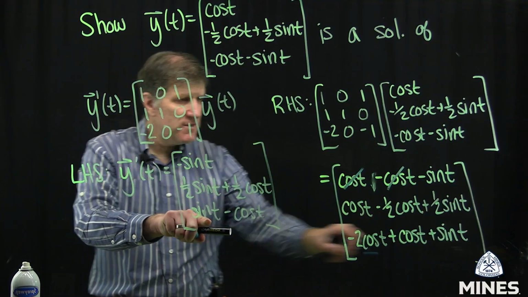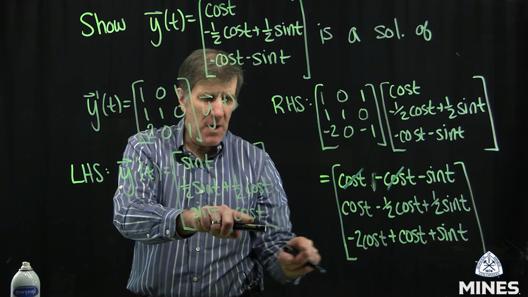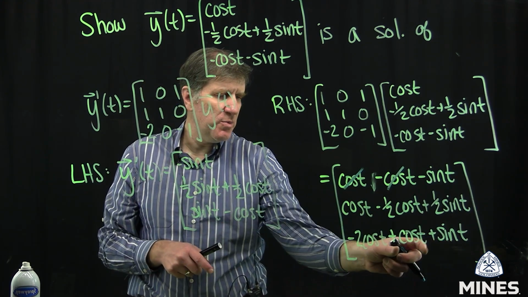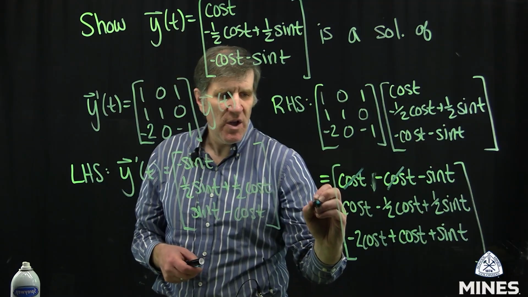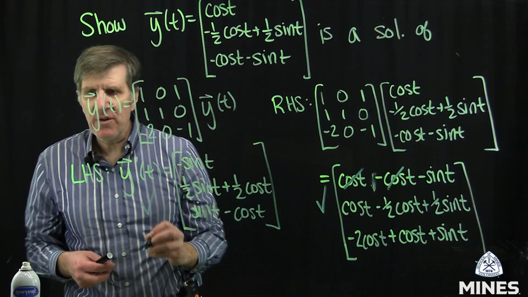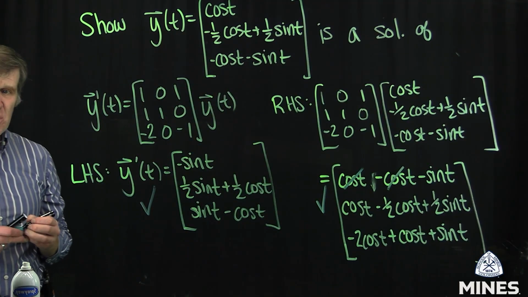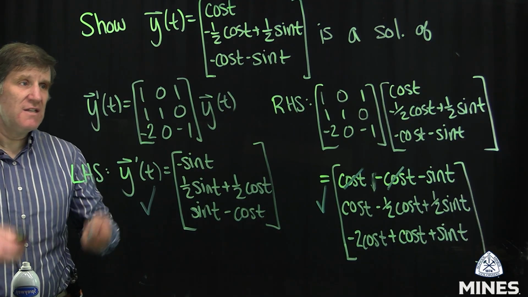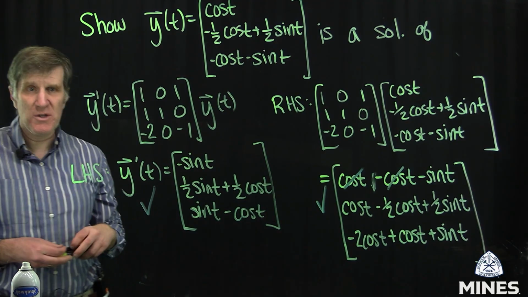We have a sine of t minus cosine here. We have minus 2 plus 1, so that's a minus cosine there as well. So the left-hand side and the right-hand side match completely, and this is a solution to the system of differential equations.